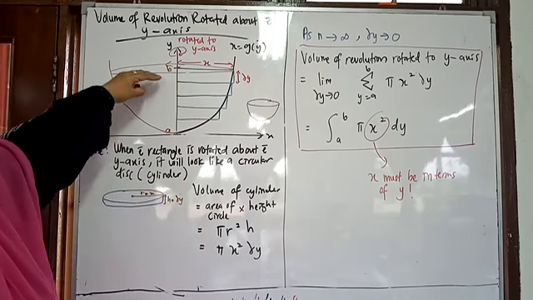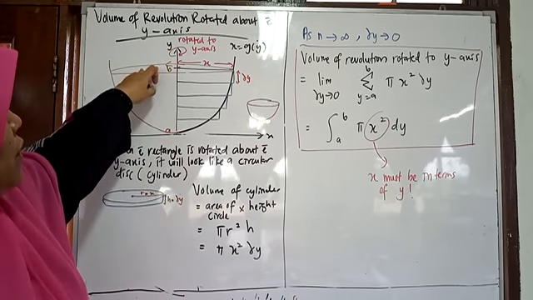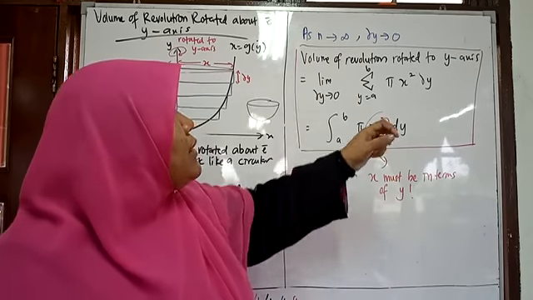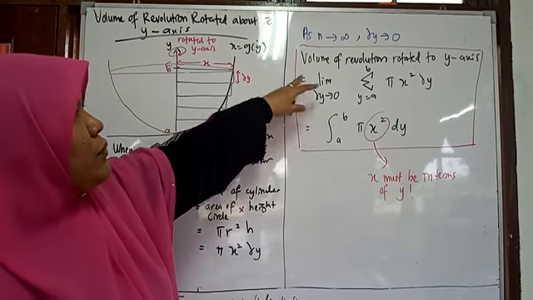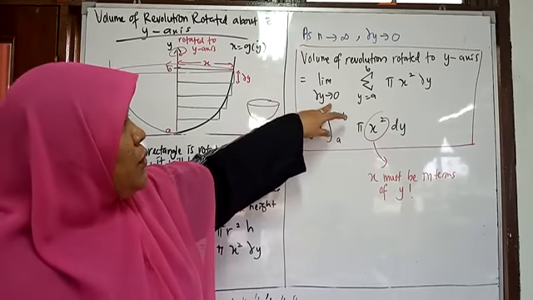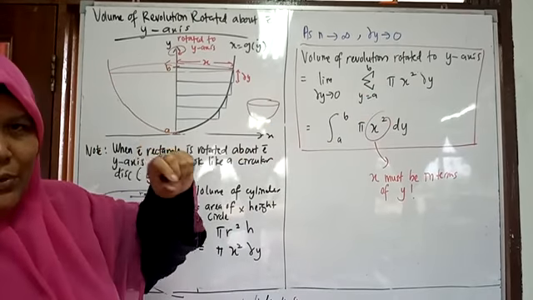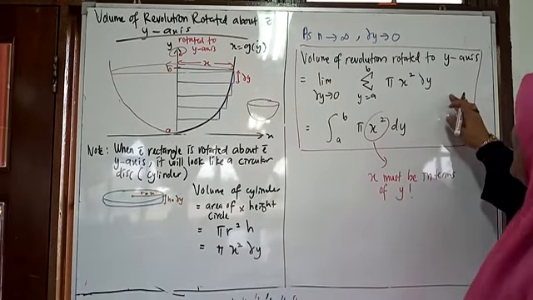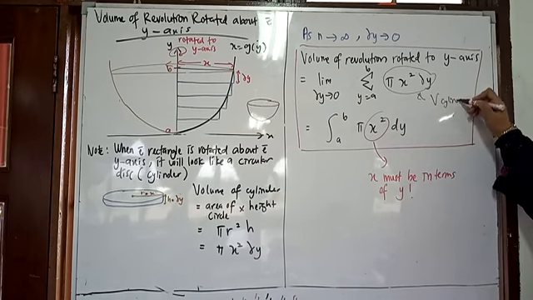But in this case, we are talking about all the circular discs from limit A until limit B. So the n will be greater. As n approaching infinity, we will say that the delta y will become almost zero. So we have this limit. Volume of revolution rotated to y-axis is actually the limit as delta y approaching zero of the summation from y equals A until B. Remember, y represents the number of rectangles that we have, pi x squared delta y. So pi x squared delta y represents what? It represents the volume of cylinder.